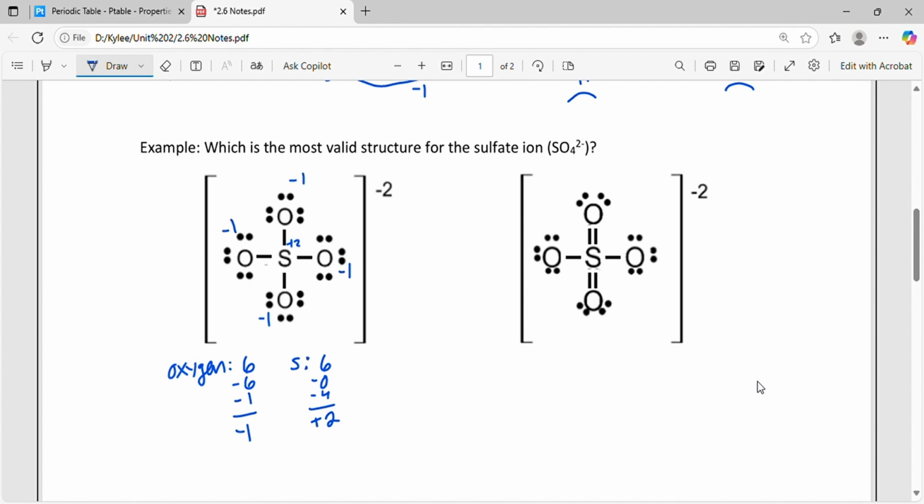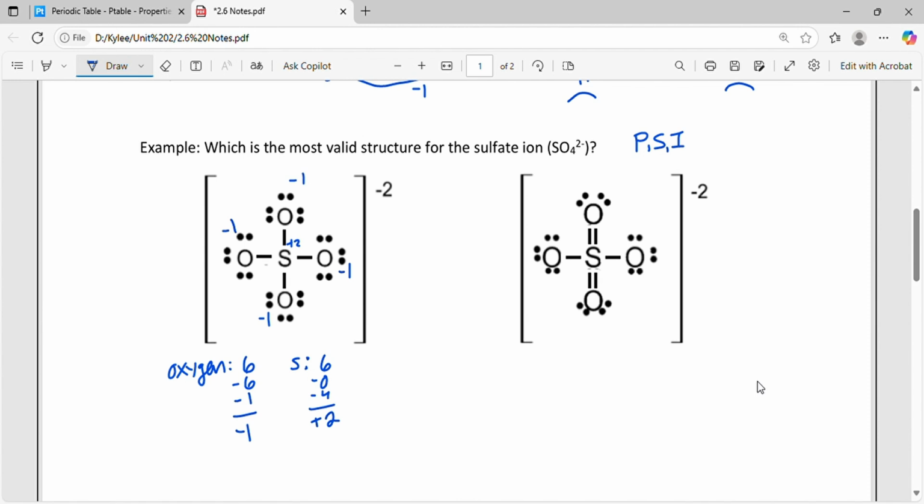On the right, we have a different version of sulfate. And the interesting thing here is that sulfur has more than an octet. If you look around the central atom, sulfur has 2, 4, 6, 8, 10, 12 electrons around it. We mentioned in 2.5, that's okay. There are some atoms that can have expanded octets. We see this with phosphorus, sulfur, iodine a lot. And formal charge helps us explain why this happens.